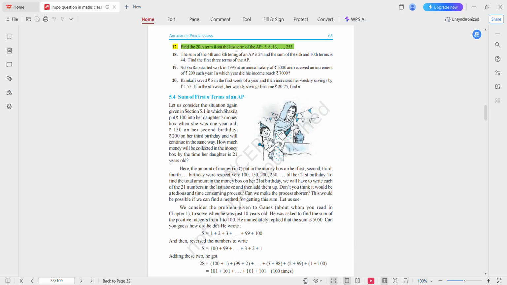This question is a little tricky because they are asking us, they have given this series 3, 8, 13 like that. They are asking to find the 20th term from the last term. So you need to reverse this and write 253 as the first term, like that it will go. That's why this question is very much important. This kind of tricky questions they will be asking in the exam.